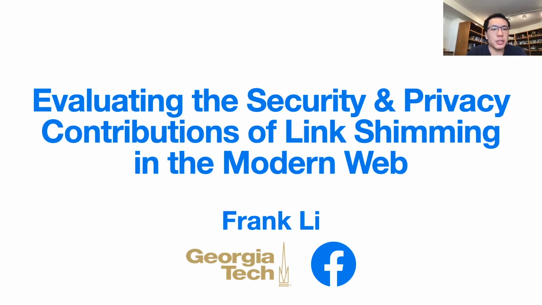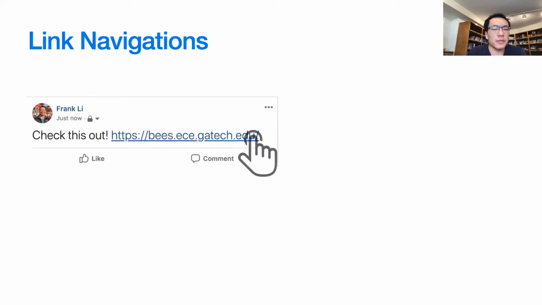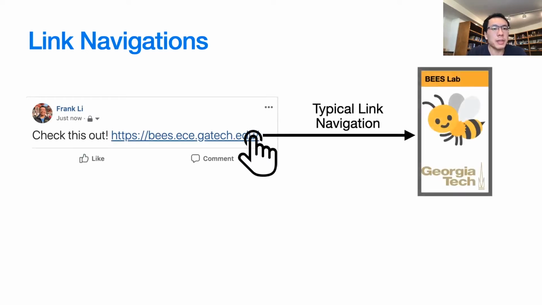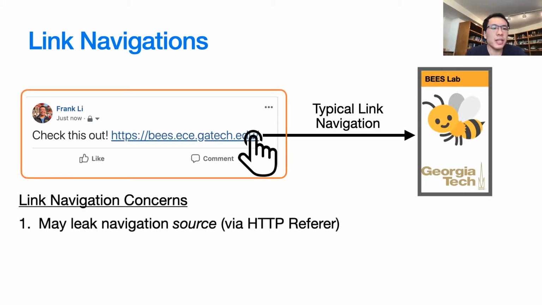Link shimming is related to link navigations, which are obviously a really common and important aspect of the web experience. Now, during link navigation, there are a few security and privacy concerns that arise. The first of which is that the navigation source, or the web page where the user clicked on the link, may be leaked to the destination website via the HTTP referrer header. Now, this can be a privacy concern when this location is sensitive, such as for a specific Facebook profile or group page.